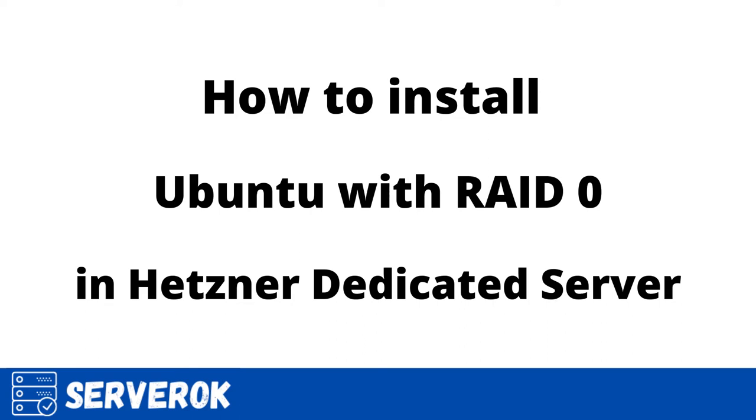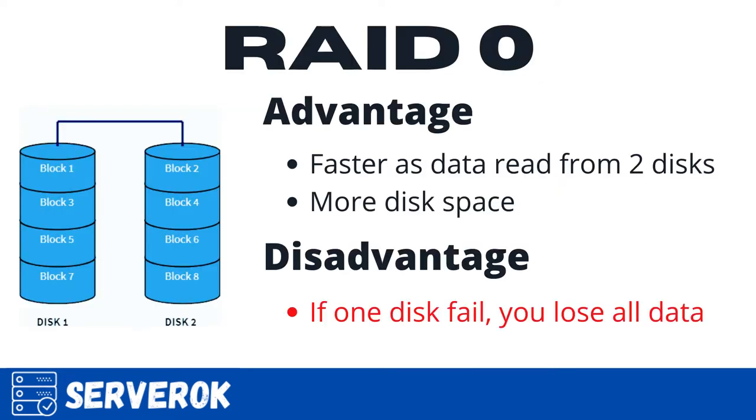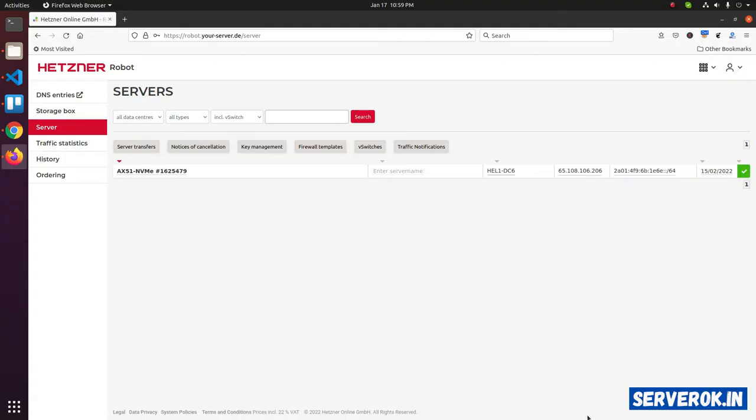In this video, we will install Ubuntu on a Hetzner dedicated server with RAID 0. Software RAID 0 allows you to combine two disks into one larger disk. RAID 0 does not provide any data protection. Only use RAID 0 if you can afford to lose the data or have a backup in case of hardware failure. First of all, we need to boot into rescue mode.